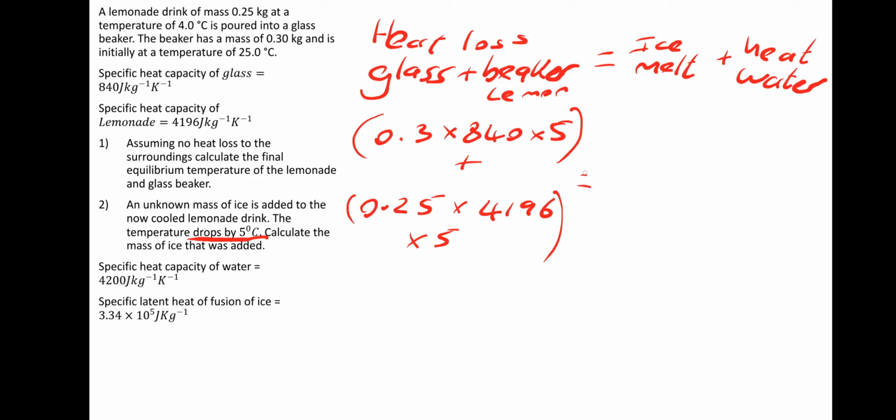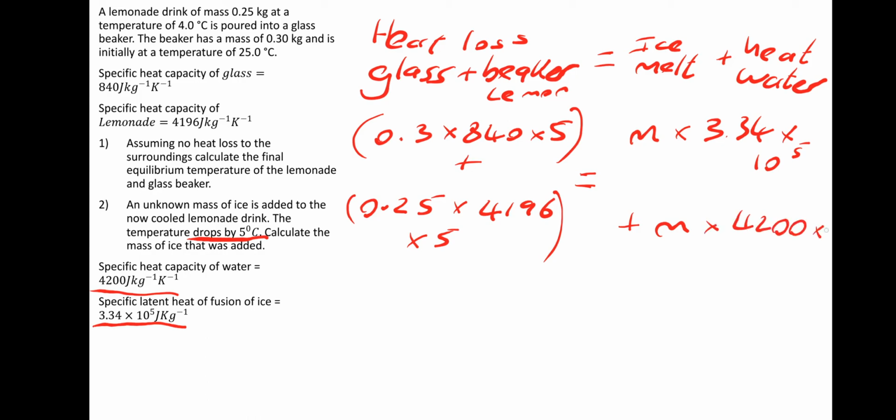And that's equal to, we've got to melt the ice. I'm going to melt the ice on top. So that's mass times the specific latent heat of fusion, which we've got at the bottom. So unknown mass, M, times L, which is 3.34 times 10 to the power of 5, plus, we've got to heat the water, so that's going to be MC theta. So C for the water is 4,200, which is given here. So it's times 4,200 times the change in temperature, because it's MC theta, of 5.